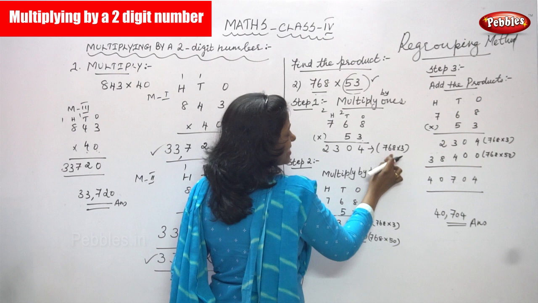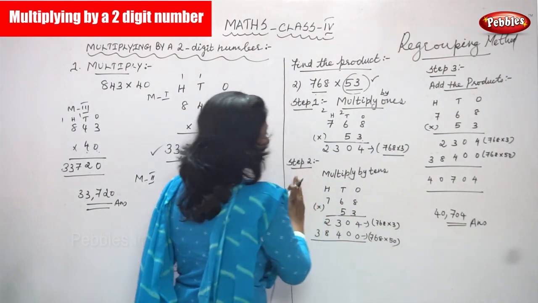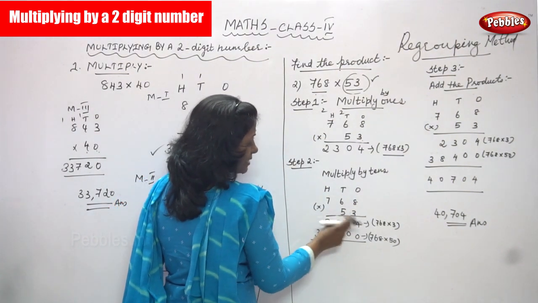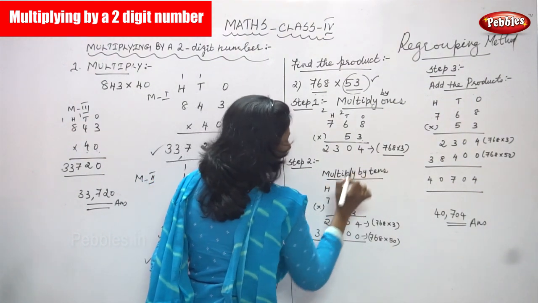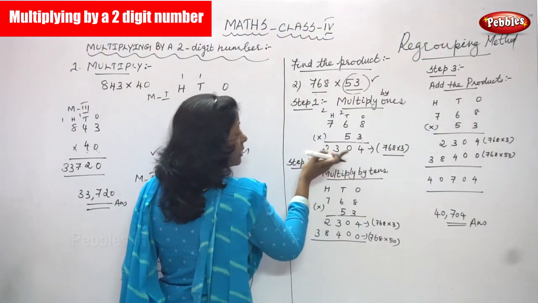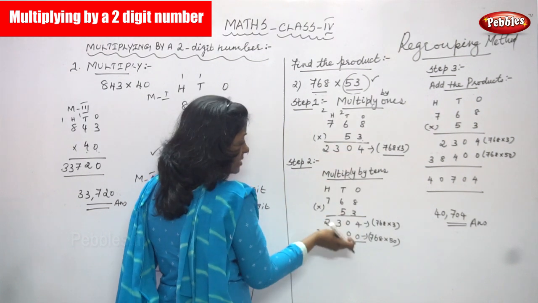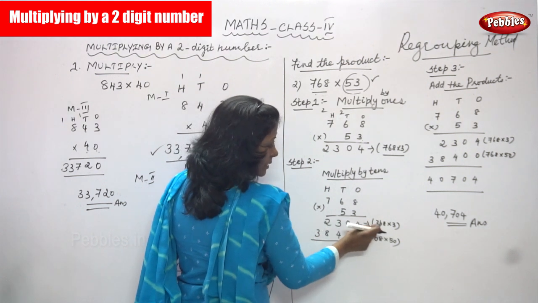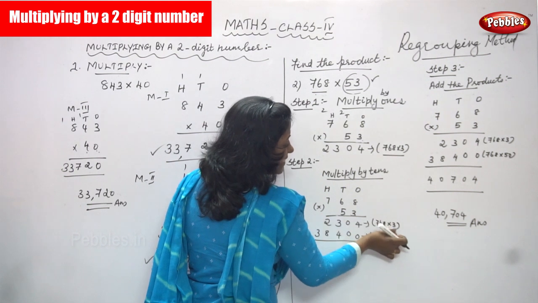So 768 into 3, I have mentioned it very clearly. Next step, you have to write the same thing as it is. 768 into 53, multiply by tens. This is the heading. So you have to write the answer. Whatever answer you got in ones, you have to write it: 2304, that means 768 into 3.